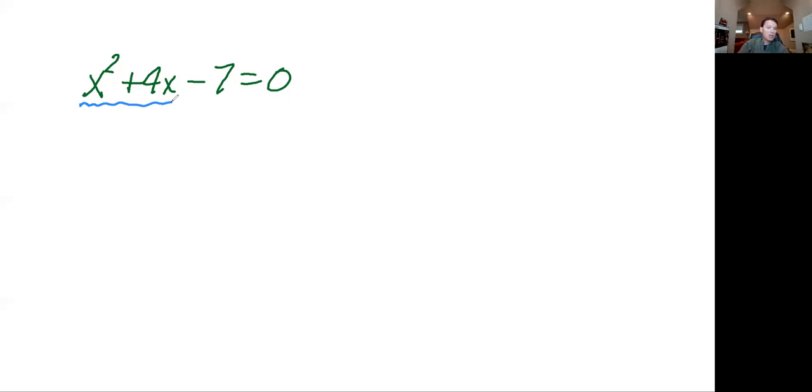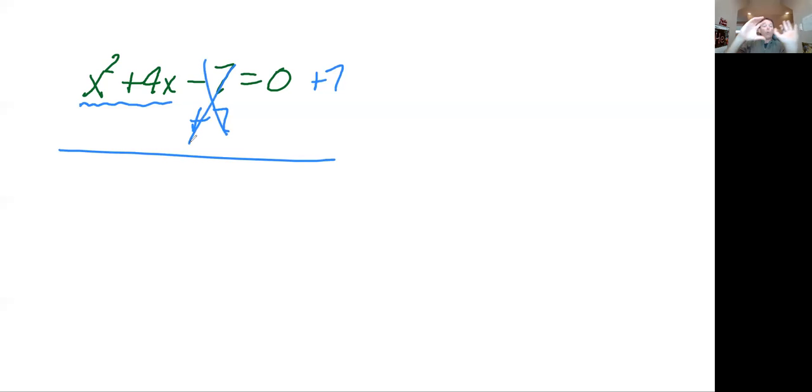So the first thing I'm going to do is I'm going to get rid of the 7 totally. That means I'm going to add 7 to both sides. Now, if this is weird to you, I get it. It's okay. We're usually adding 7 to both sides to get to a point where we can solve an equation. I'm not doing that here. I'm simply basically getting it out of the way.